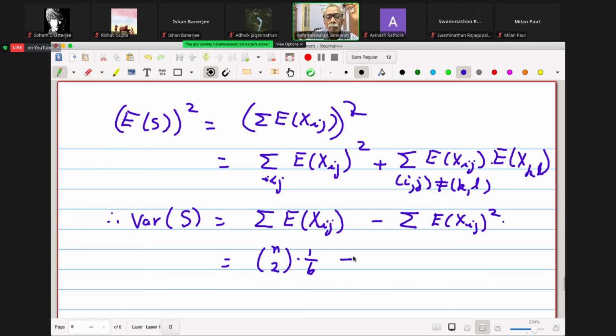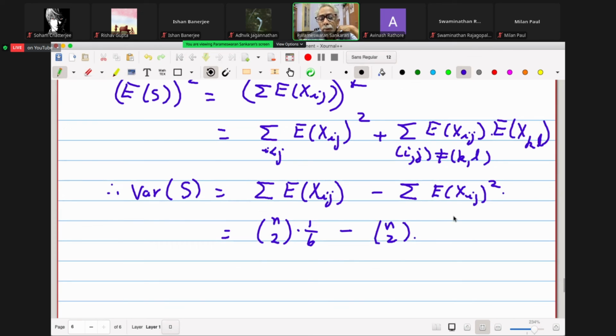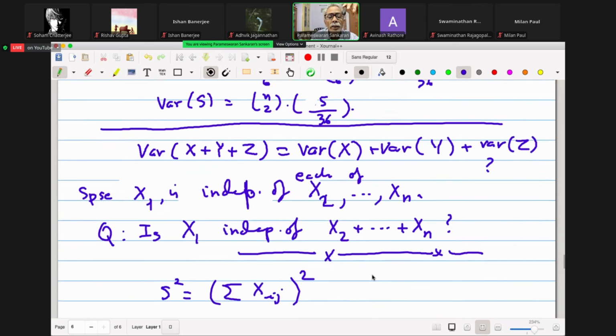Minus this one, the expectation of x whole square. Again, n choose 2 terms are there, and 1 by 6 whole square. So this is n choose 2 times 1 by 6 minus 1 by 6 whole square, which is 5 by 36. I believe this is correct.